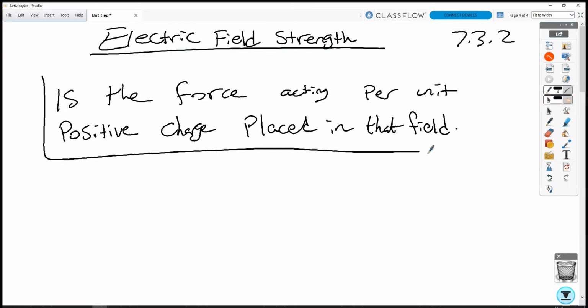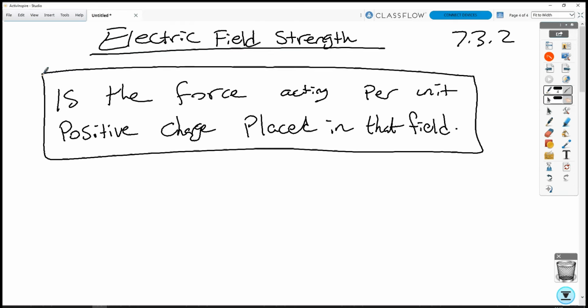Sometimes this is referred to as a test charge. So a charge that's small enough and positive that we know how it will behave in the field, but it also won't affect or change the field that it's placed into.